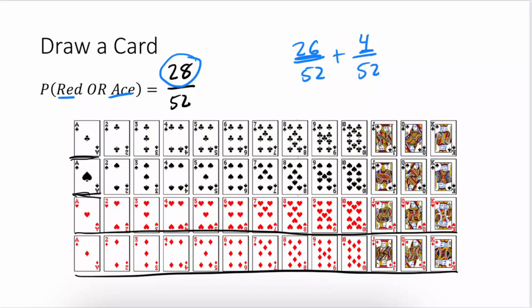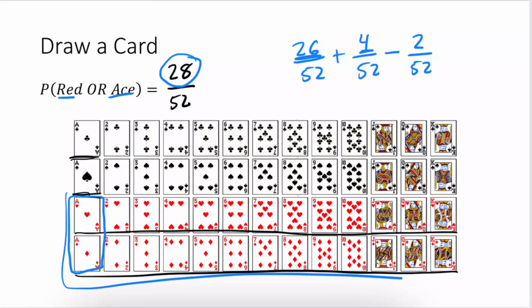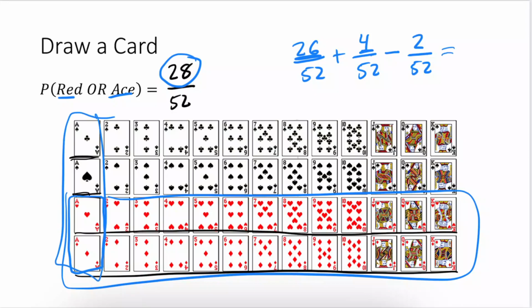And so the reason why those don't match is because these 2 aces were double counted. And so what you do is you subtract the thing that you double counted, which in this case would be the number of cards that are red and aces. So we would subtract those 2 cards because we essentially double counted them when we counted all of the red cards and all of the aces. And when you subtract that overlap, then that gives you the same answer, 28 over 52.